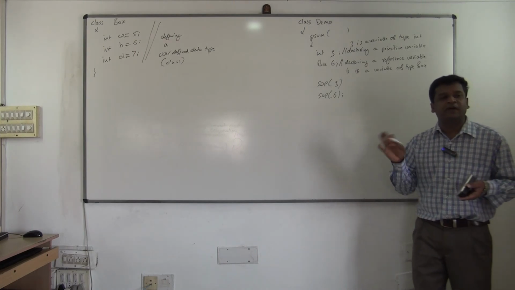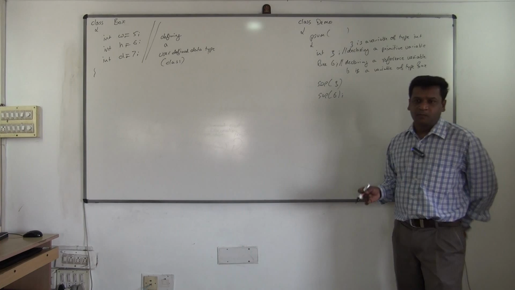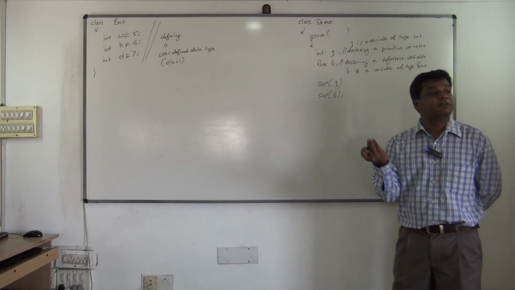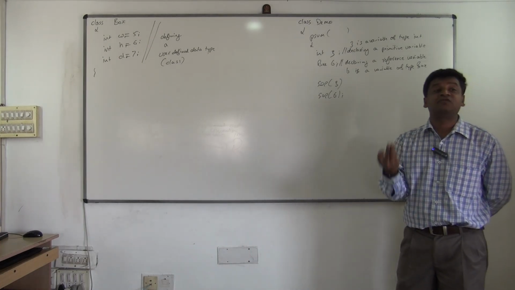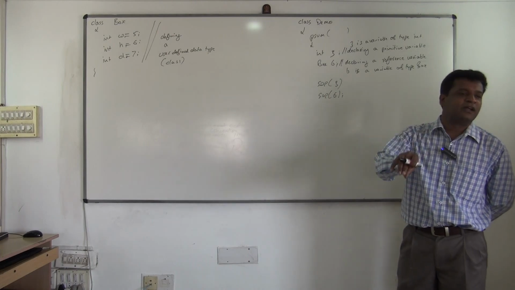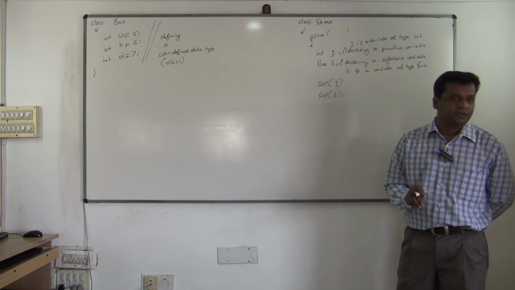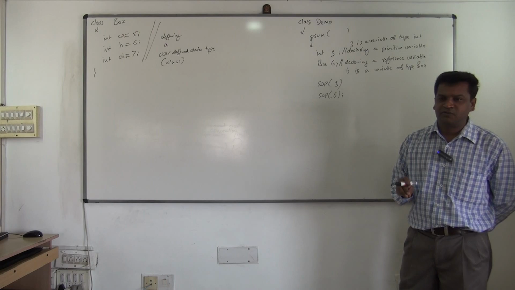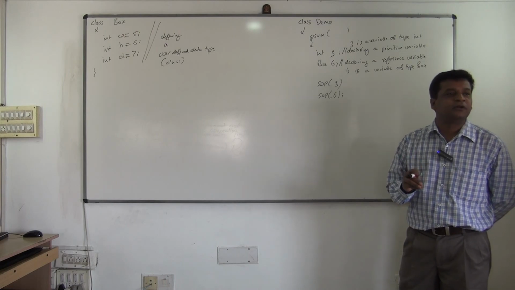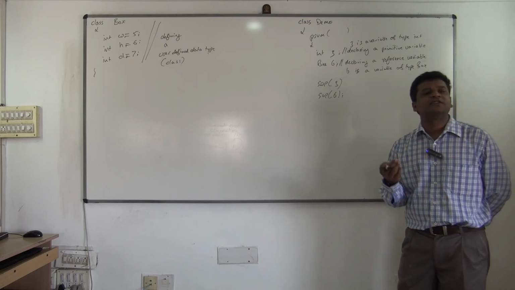Now how to initialize the variables? There's a difference. Primitive variables are given primitive values. Reference variables should be given what? Reference values. That's the difference. Reference variables will be given reference values. Primitive variables have to be given primitive values. So you know what a primitive value is.